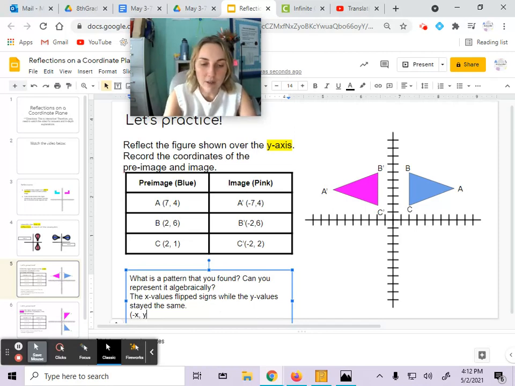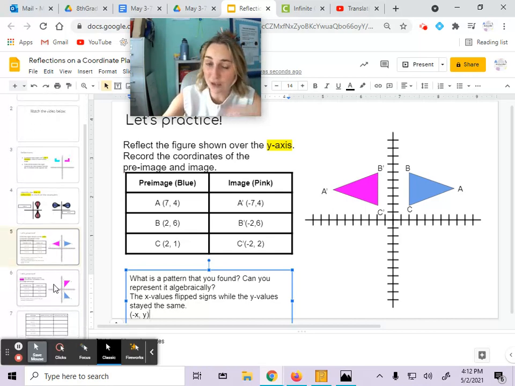And then the y value is going to stay the exact same. So that's how you can represent it algebraically. All right, so just make sure you know, when flipped over the y-axis, the x value is going to flip signs. The y value is going to stay the exact same.